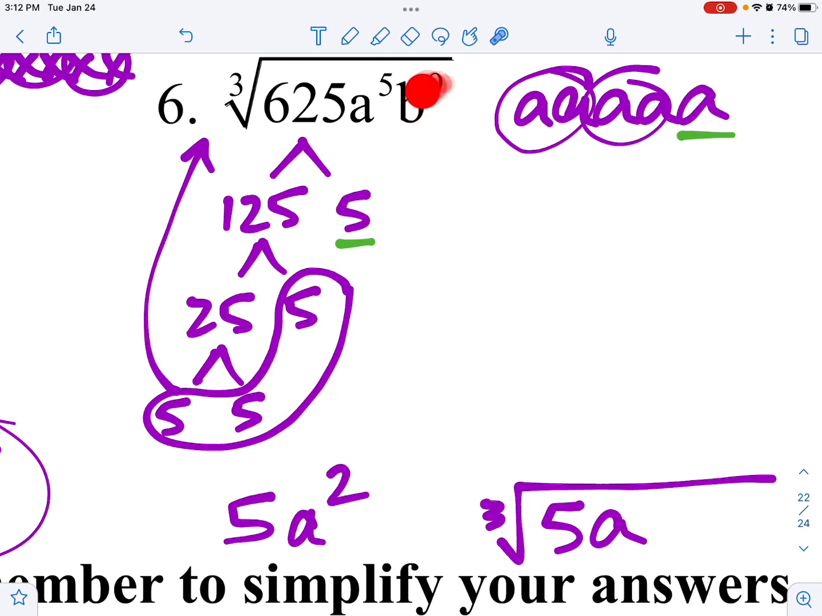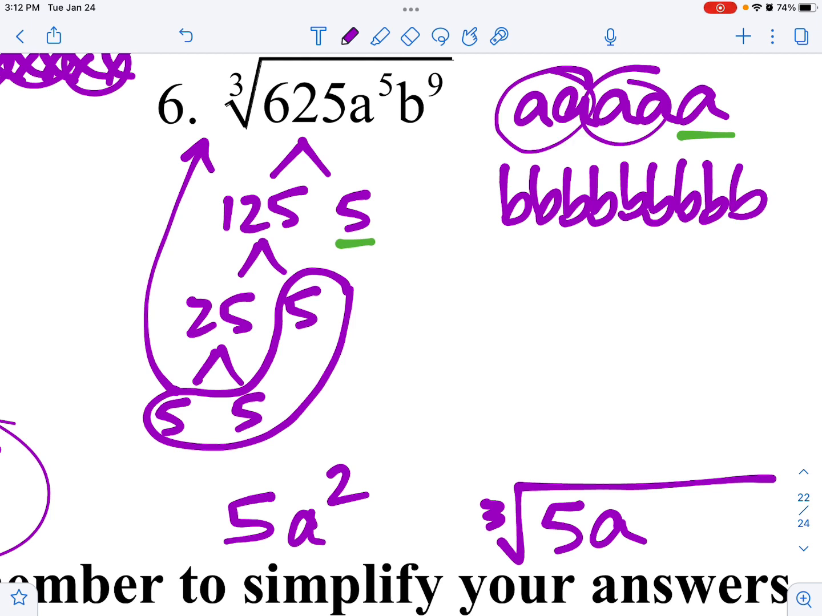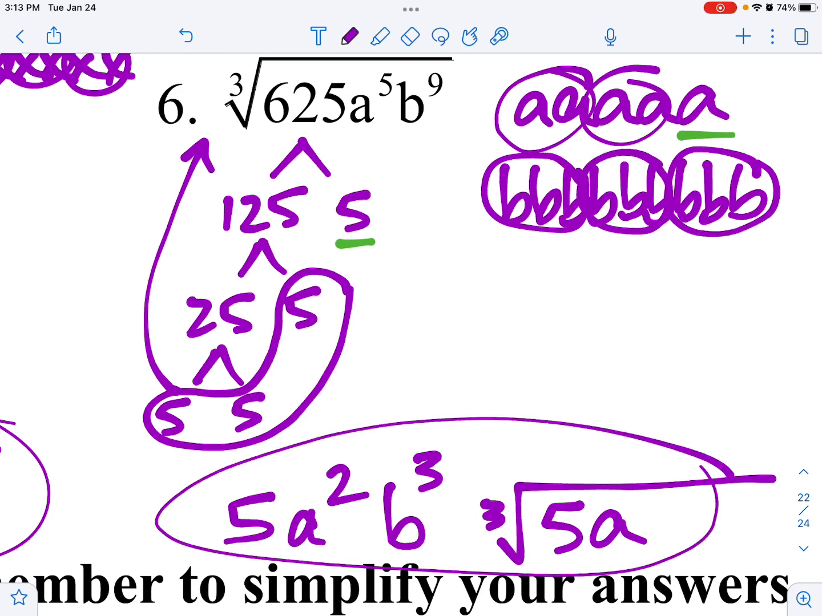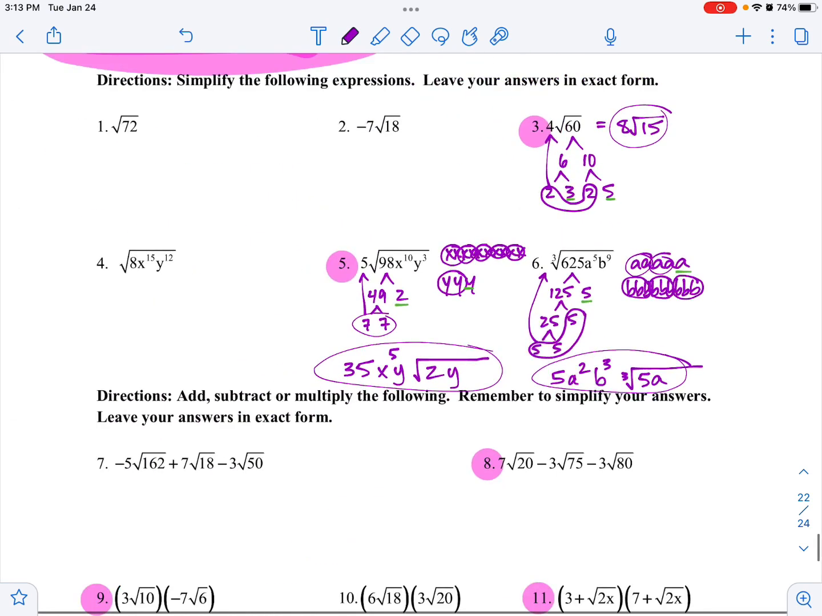There's 9 of them. Oh boy. 1, 2, 3, 4, 5, 6, 7, 8, 9. Maybe you already know how many groups of 3 there are in 9. Great. If you don't, do what I'm doing here. There's 1. There's 2. There's 3. So B to the 3rd. And there are no B's left over on the inside because they all got circled. Okay. There's my answer. Moving on. Let's do number 8.